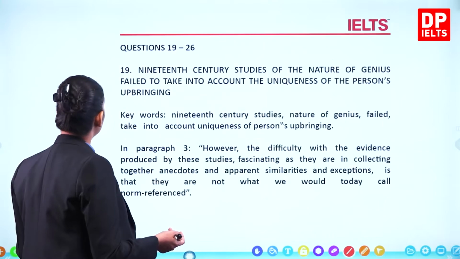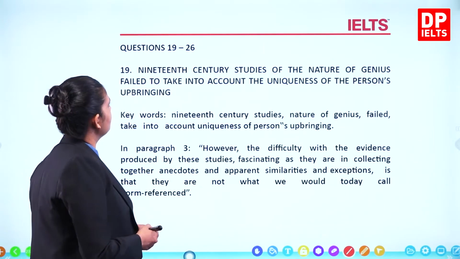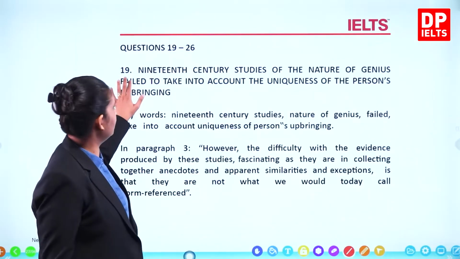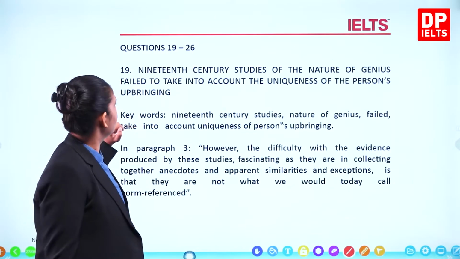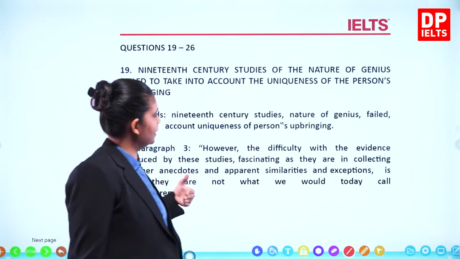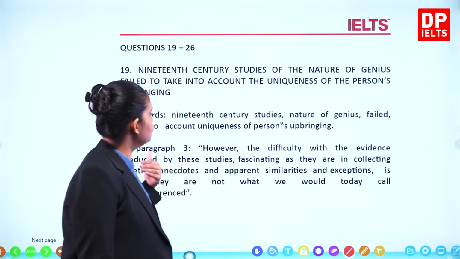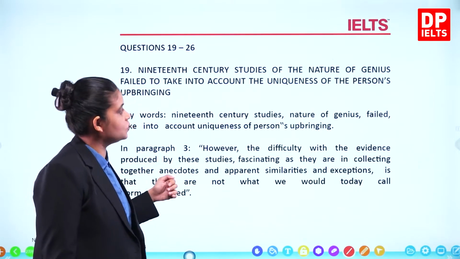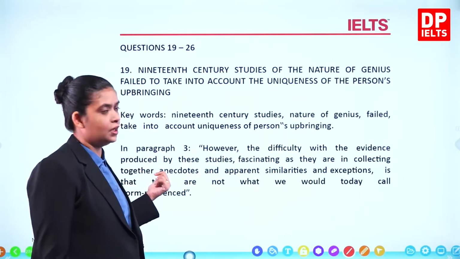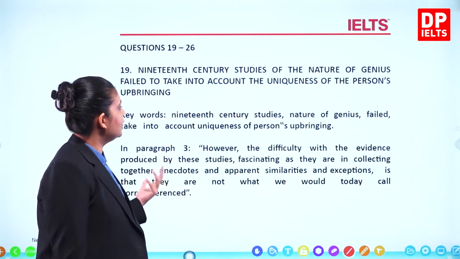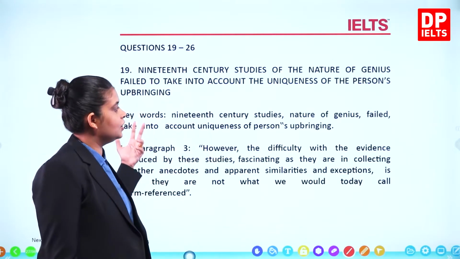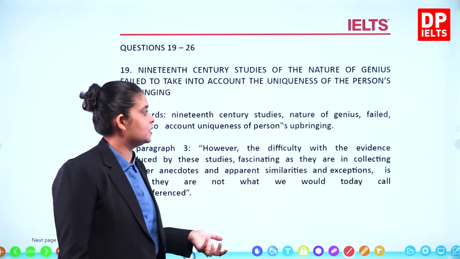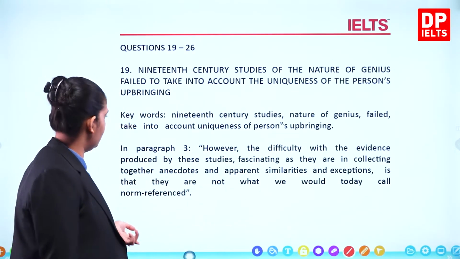Right. So moving on, we have a look at questions number 19 to 26. So let's have a look at question number 19. 19th century studies of the nature of genius failed to take into account the uniqueness of the person's upbringing, right. So what are the keywords? 19th century studies, nature of genius, failed, take into account uniqueness of person's upbringing, okay.